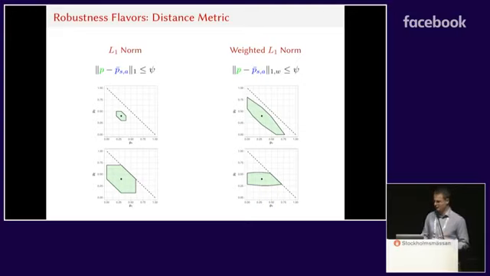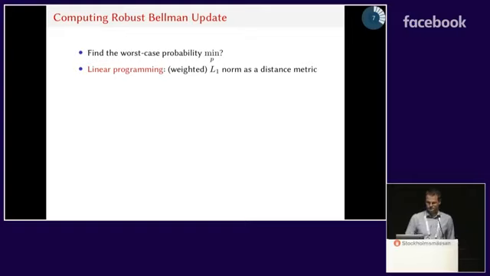However, it's very limited because the shape of the ambiguity set is always the same. We only get to choose its size. And so one way to generalize this and capture more problem-related properties is to look at the weighted L1 norm. And these are two examples of the different shapes of the ambiguity set that you can get.